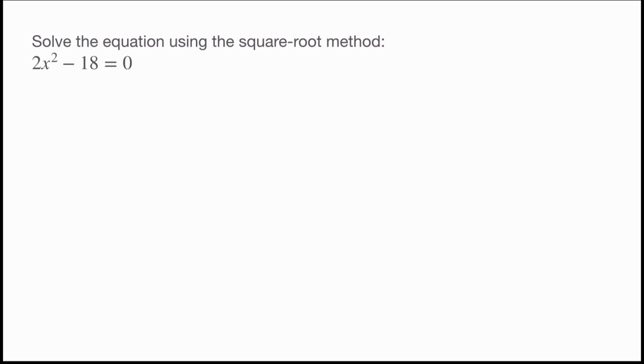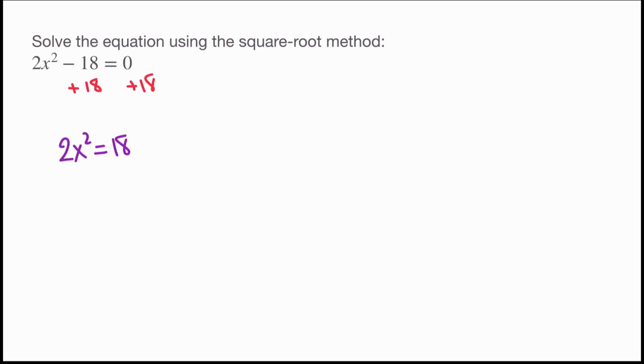The next method I want to run through is the square root method, or sometimes it's called extraction of roots. Sometimes it's not convenient to factor, or sometimes you just can't factor a quadratic equation. The square root method only works if it's possible to isolate the squared quantity. So you can't have a squared term and then a linear term in the equation. This equation only has a squared term, and so the first step is to isolate the x squared.